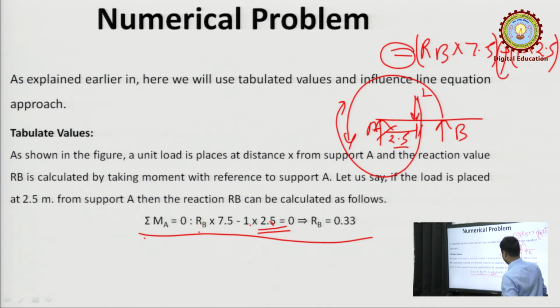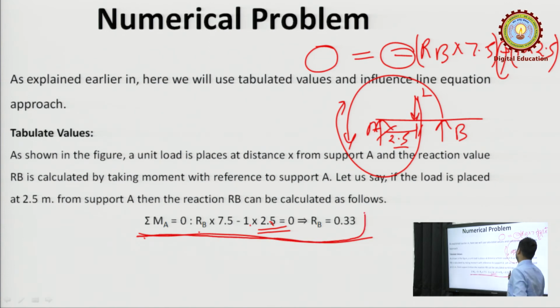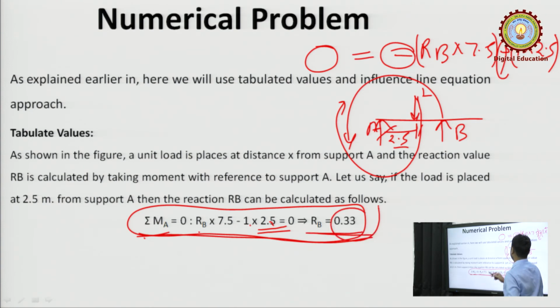But don't hesitate, because in front of this equation here is 0. Take just a negative sign common, and what will you find? This equation. Okay, then what is the value of RB? RB is 0.33.